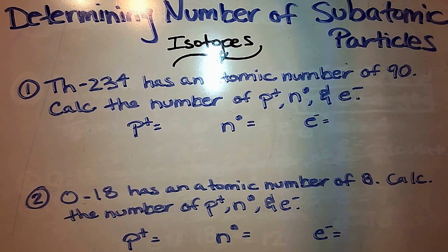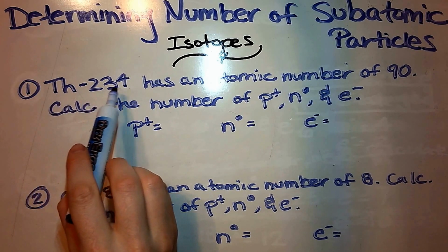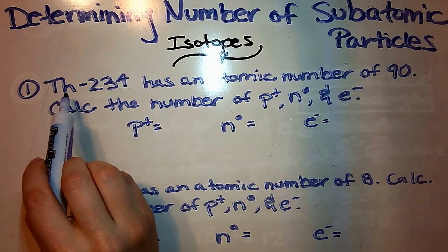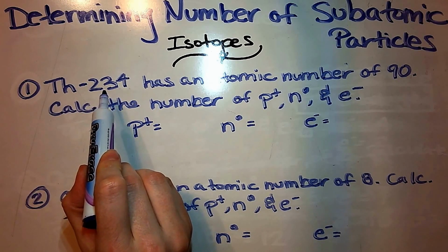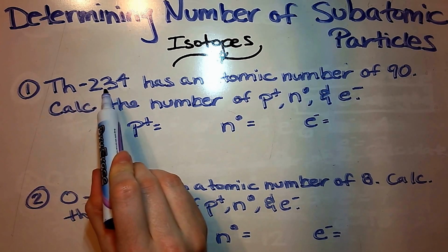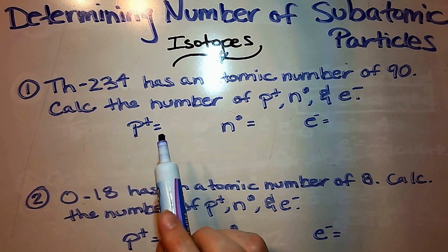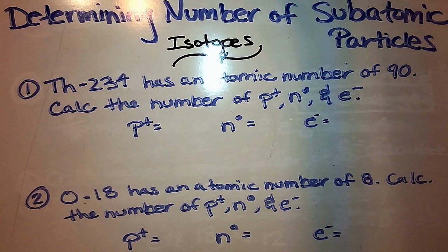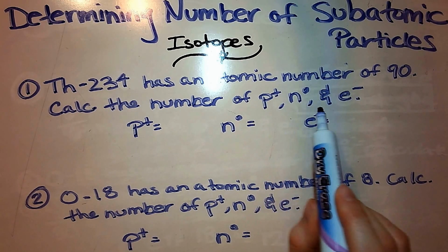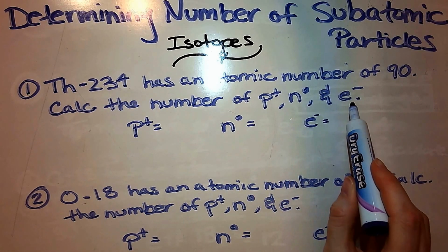So number one, thorium-234. So Th stands for thorium. This 234, remember, tells me the mass number. So thorium-234 has an atomic number of 90, and we are asked to calculate the number of protons, neutrons, and electrons.